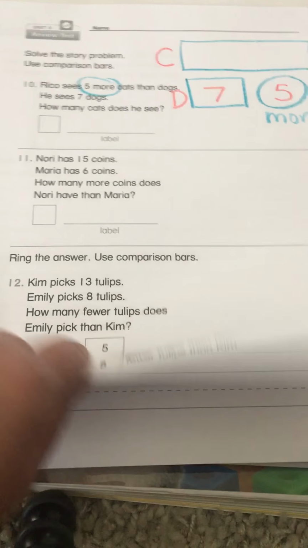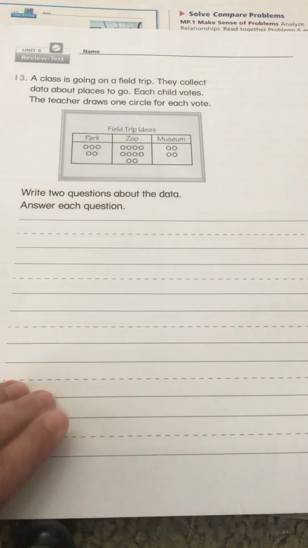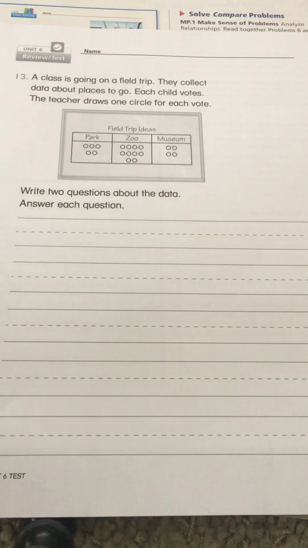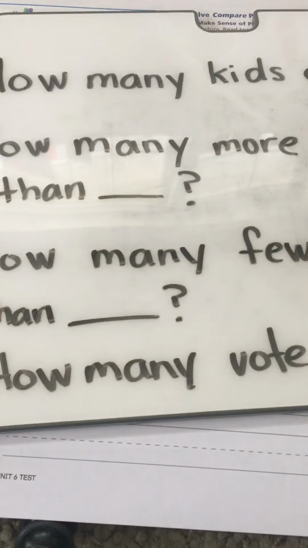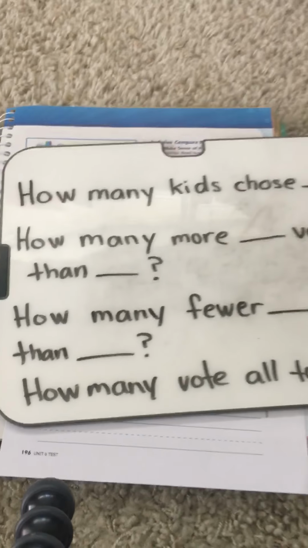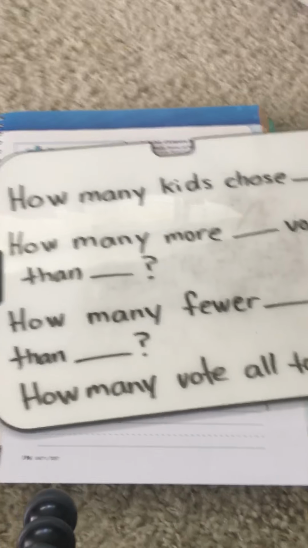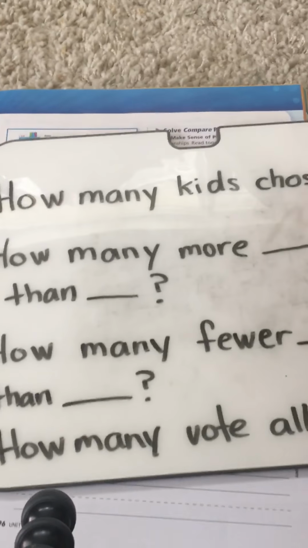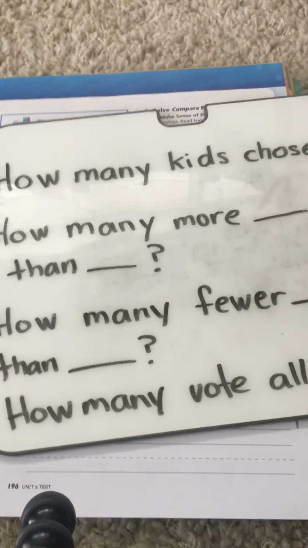Over here, they give the students some data about a class field trip: how many kids wanted to go to the park, how many wanted to go to the zoo, and how many wanted to go to the museum. They have to write 2 questions and answer the questions. Some question ideas could be, how many kids chose blank? So how many kids chose the park? How many kids chose the zoo? And then they can just write the answer.